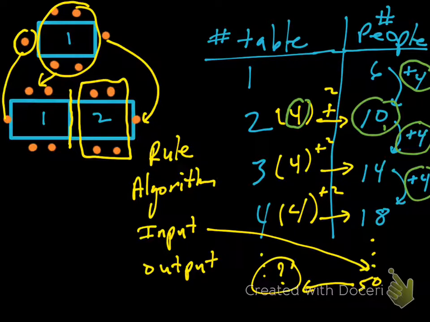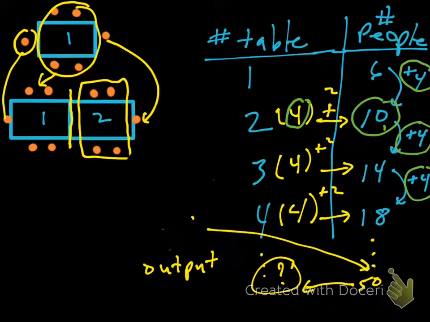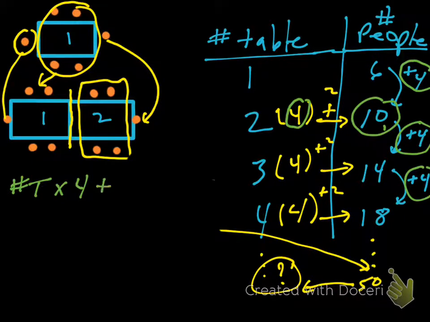I'm going to erase some of this to give us some more room. So if we know that the number of tables, I'll put that here, number of tables, we'll call it T for short, number of tables, and we're saying times 4 plus 2 equals the number of people.